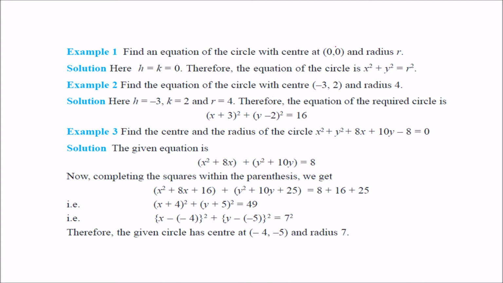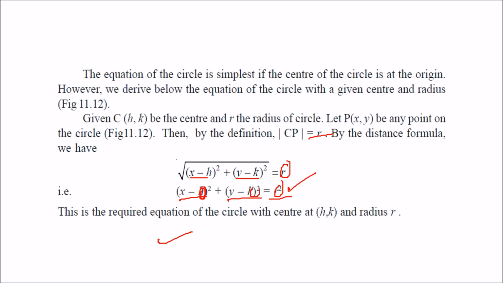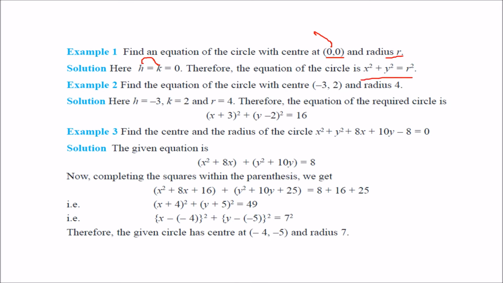First of all, you have to find the equation of the circle with center as (0, 0) and radius as r. Center is (0, 0) means h and k are 0. Let us place it in this particular equation. h is 0, k is 0, so x square plus y square is equal to r square. This is your equation.